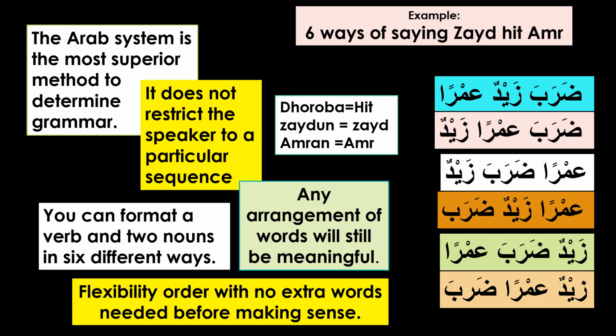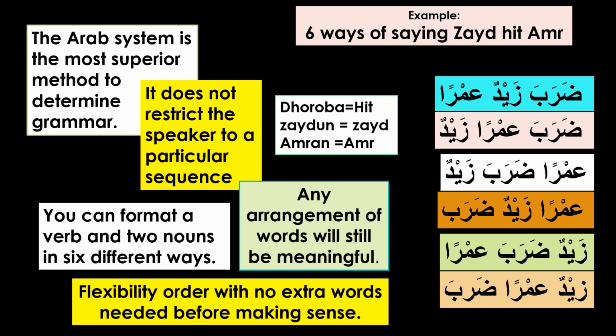The Arab system is said to be the most superior method to determine grammar, as it does not restrict the speaker to a sequence. You can format a verb and two nouns in 6 different ways. Any arrangement will still make the word meaningful. Flexible order with no extra words needed before making sense. Let's look at Doroba Zaidun Amrun.